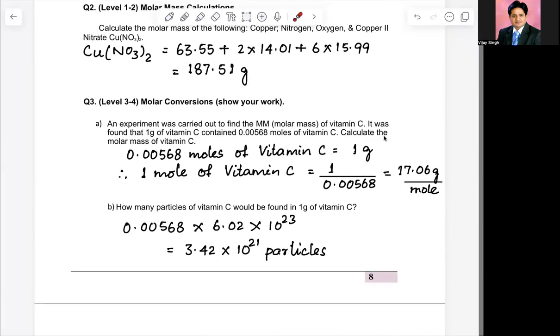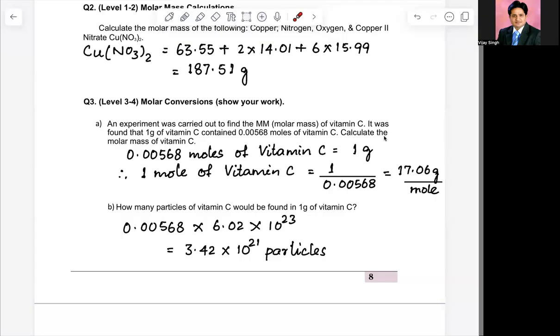Then level 3 questions. An experiment was carried out to find the molar mass of vitamin C. It was found that 1 gram of vitamin C contained 0.00568 moles of vitamin C. Calculate the molar mass of vitamin C. So this is more a math problem.